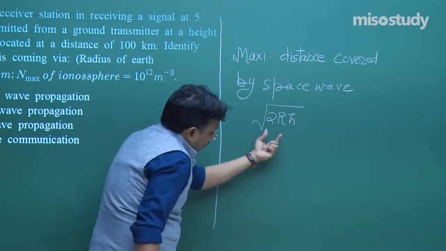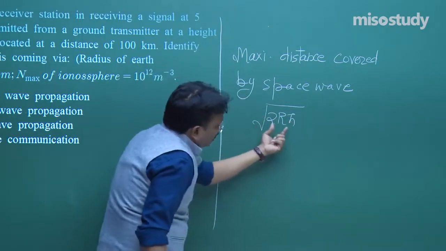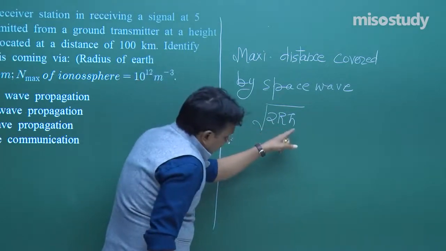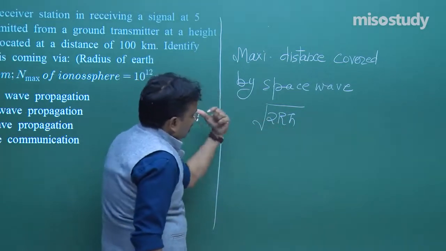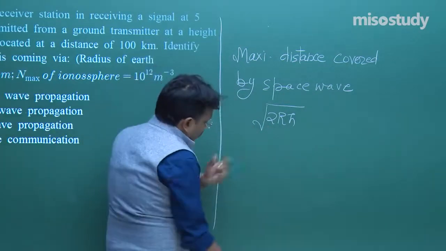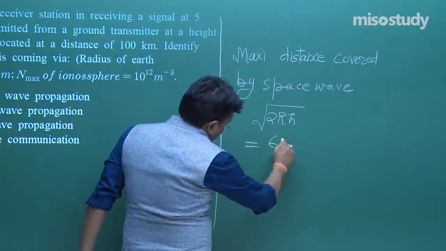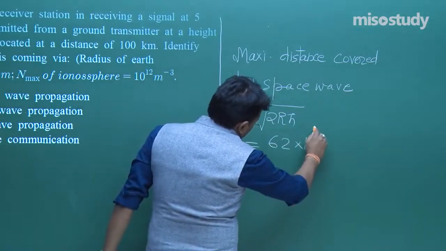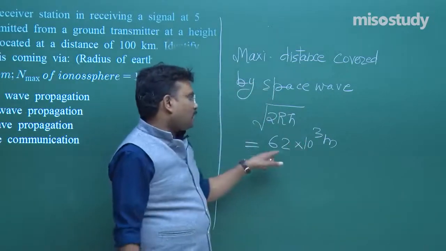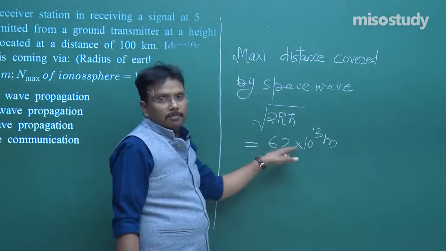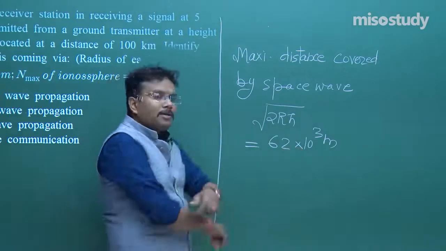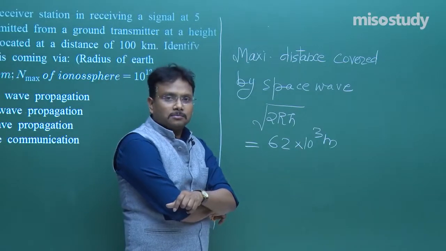So let us put the values here: 2 into 6.4 into 10 to the power 6 multiplied by 300 meters, that is 3 into 10 to the power 2. When you solve it, you will get 62 into 10 to the power 3 meters, that is 62,000 meters. What does 62,000 meters mean?